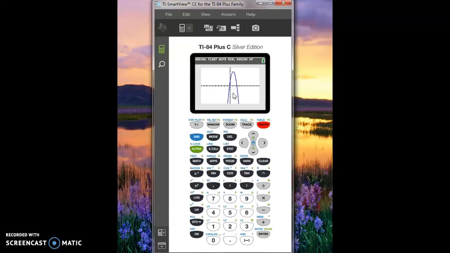But to find that value, we can go to Second Calc, and we can choose 0. That's letting you find an x-intercept. Then you'll be asked to move your blinker left-bound. That means you want to be on the left side of that x-intercept. So anywhere on the left will be fine. Then you can click Enter. Right-bound means you want to get to the right side of that value.